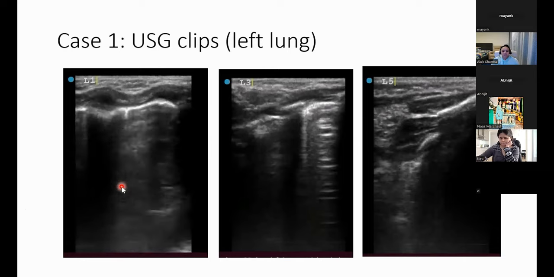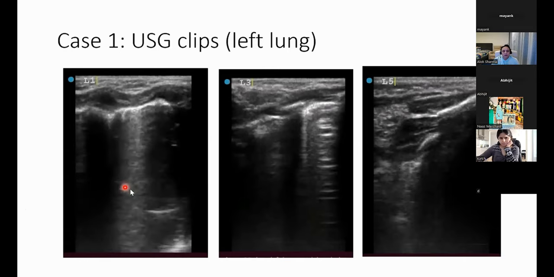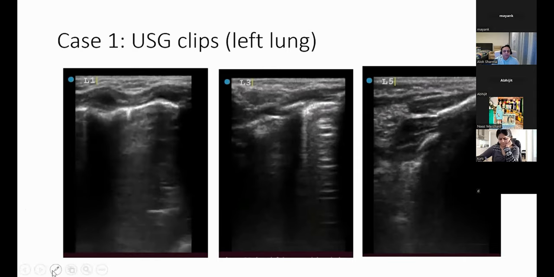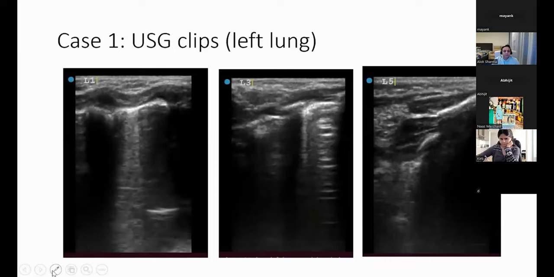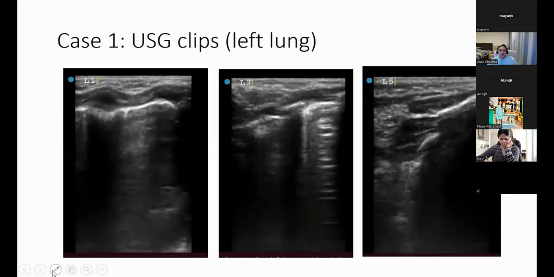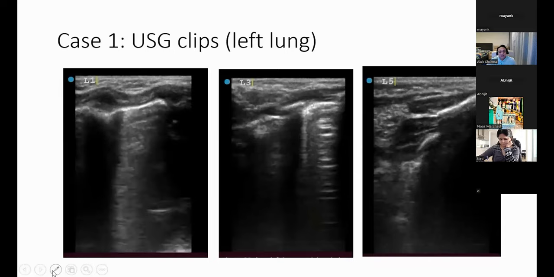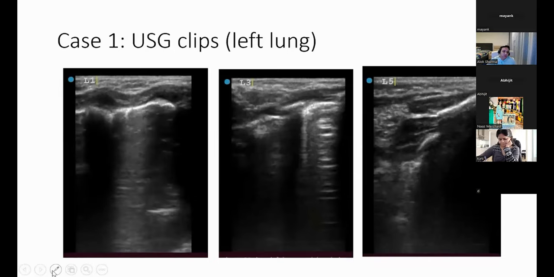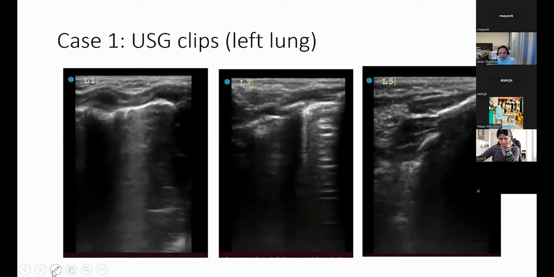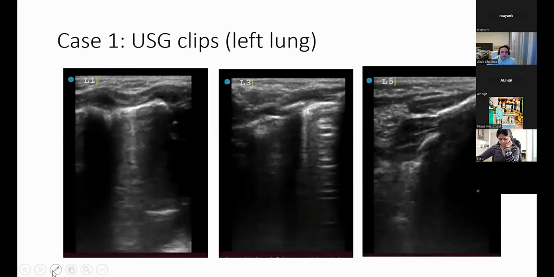Now, classically, was the baby supine and then you turned him prone, or prone and then you turned him supine? The baby was supine and then turned prone. Okay. I suspect what you're seeing here, you do see a very dense B profile with some A lines. And I think the interpretation is probably because the frequency is slightly on the higher side. But yes, beautiful lung sliding.